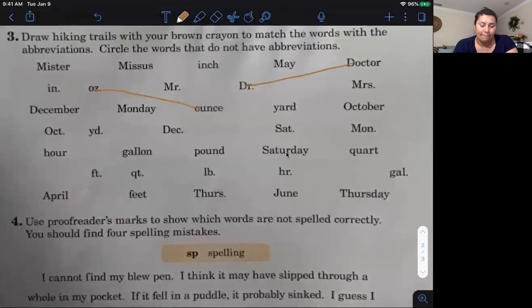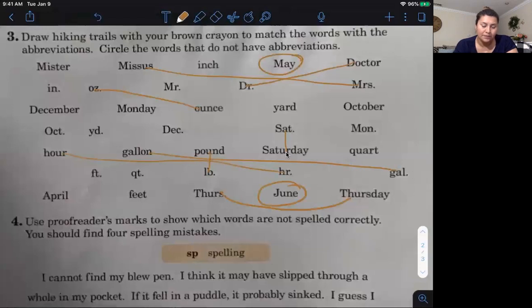May doesn't have one. Mrs. And Saturday. What about an hour? Oh, Thursday. June, it doesn't look like June has one. A pound, boom, right there. A gallon. Oh, it's far. An hour, ooh, so far away.